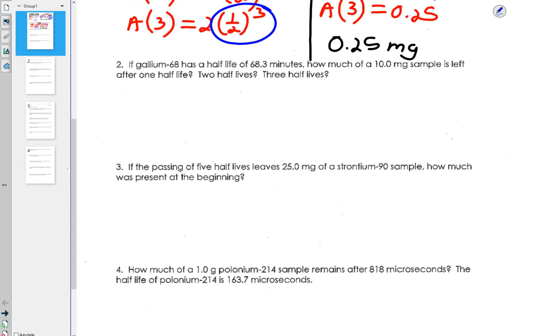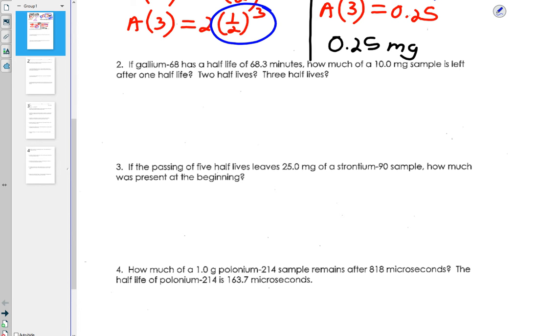Gallium-68 has a half-life of 68.3 minutes. How much of a 10 milligram sample is left after 1 half-life, 2 half-lives, 3 half-lives? Ooh, come on. We're reading those.